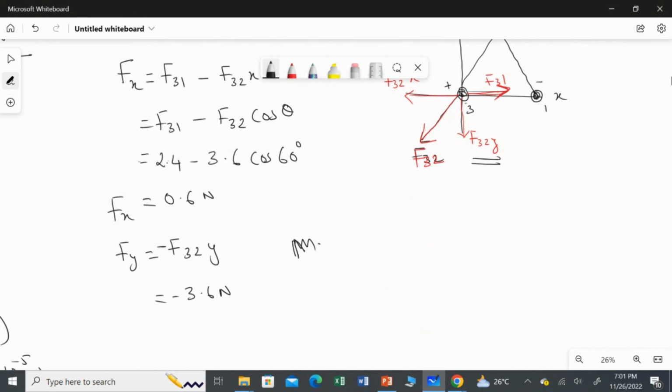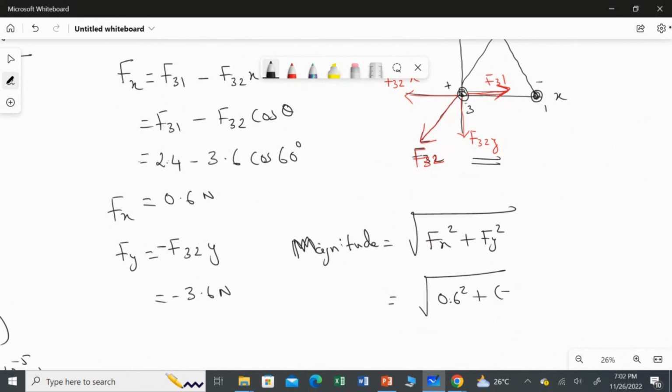So once you identified what is your x component and y component, we can directly go for the magnitude. So how to find the magnitude? The magnitude is equal to square root of F of x square plus F of y square. So F of x square, just before we found as 0.6 square plus F of y is minus of 3.6 square. So let's see what is the magnitude value. Square root of 0.6 square plus minus 3.6 square. I got the answer as 3.65.